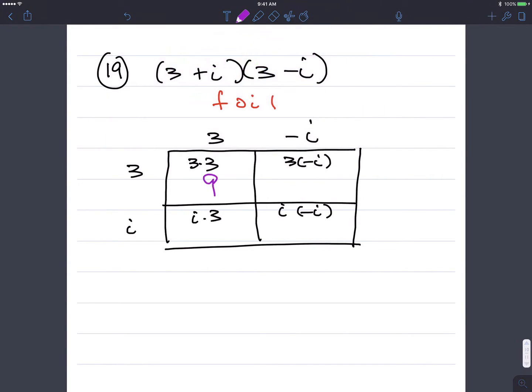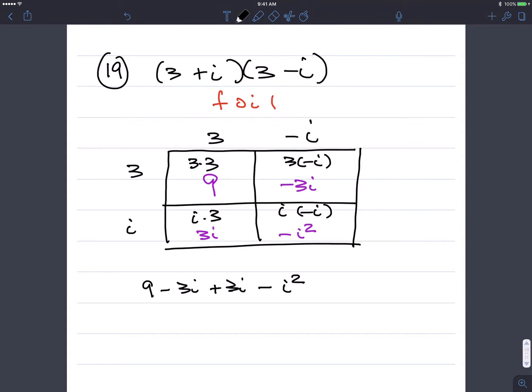3 times 3 is 9. 3 times negative i is negative 3i. Then we have a 3i, negative i squared. 9 minus 3i plus 3i minus i squared.